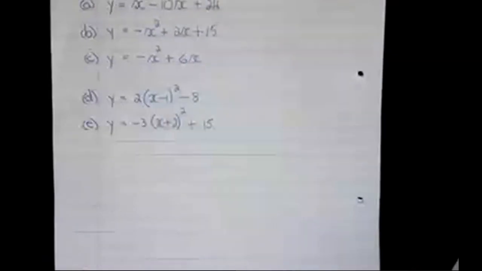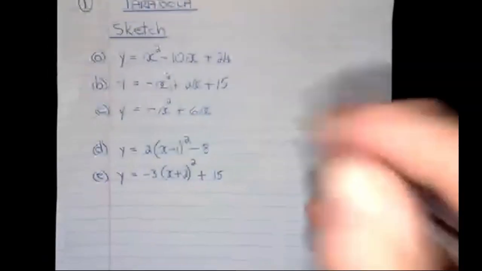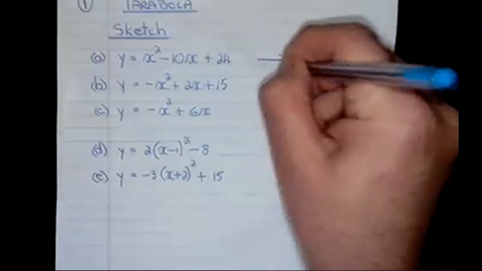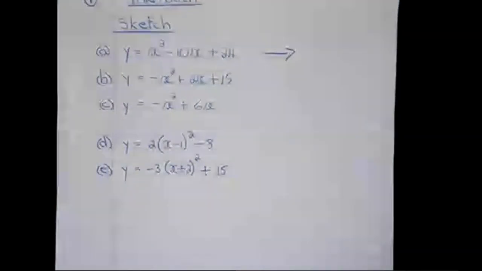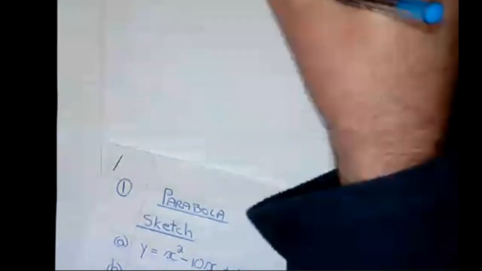Now let's look at the parabola. The first equation that I've written down there, I hope you guys can see that. I'm going to just rewrite it again. y equals x squared minus 10x plus 24.